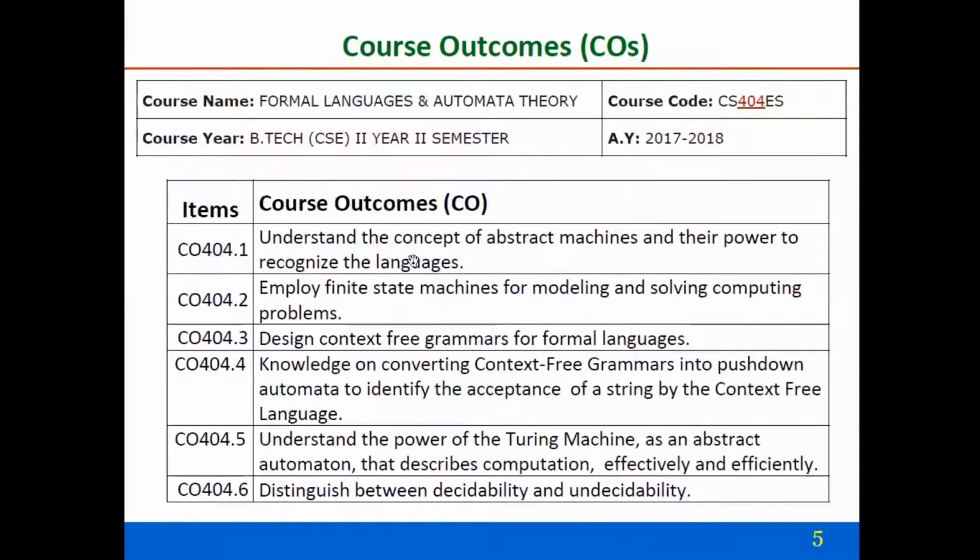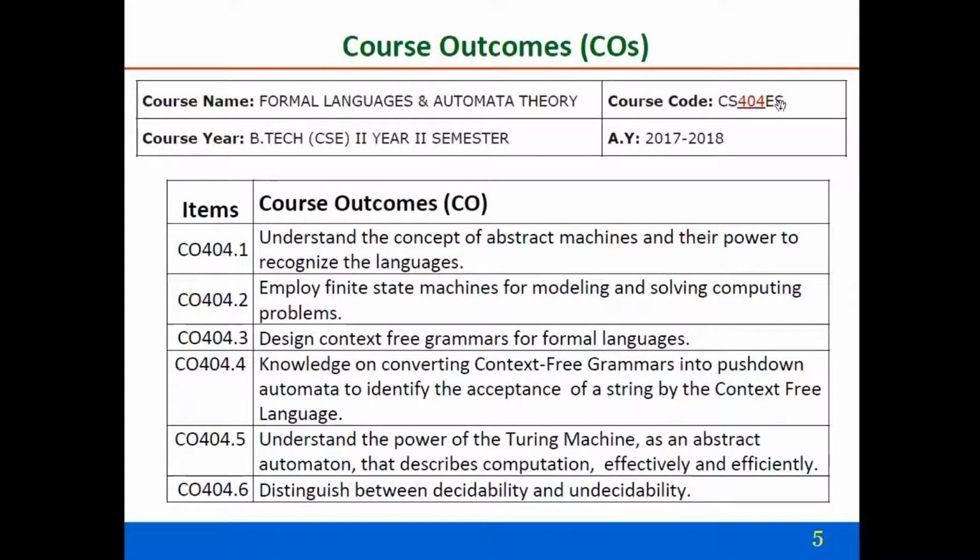Okay, now as per the NBA manual, this is the template I have collected for a particular course. The course outcomes should be represented in this template. So you have to mention the course name, then course code, then course year, for which course, which year, which semester, then academic year, etc. So here, the course code, let us see.